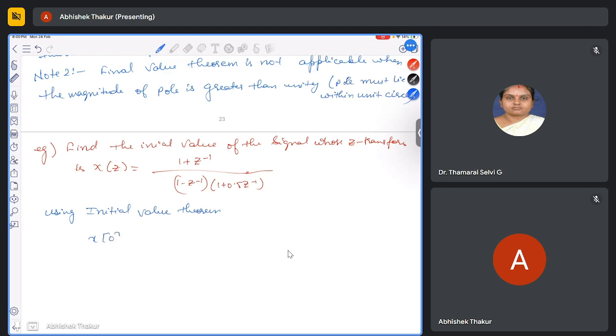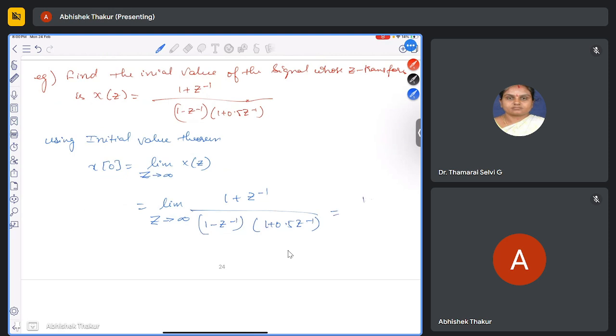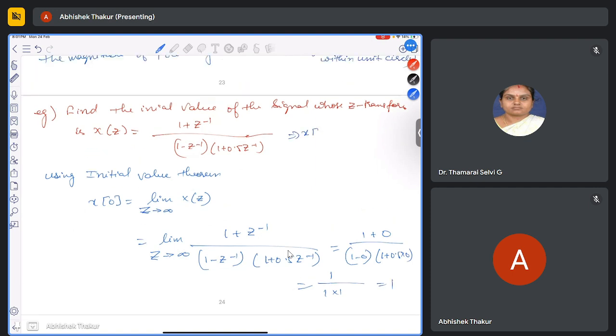So using the initial value theorem, x of 0 is equal to limit z tends to infinity of x of z. So this will become limit z tends to infinity of 1 plus z inverse divided by 1 minus z inverse times 1 plus 0.5 z inverse. This will become 1 plus 0, 1 minus 0 times 1 plus 0.5 into 0. This will become 1 by 1 into 1. The initial value of this will be 1.